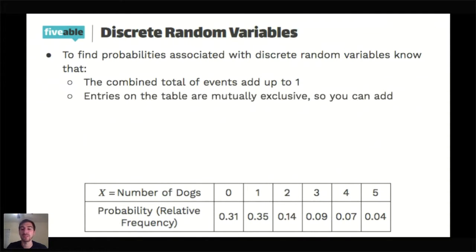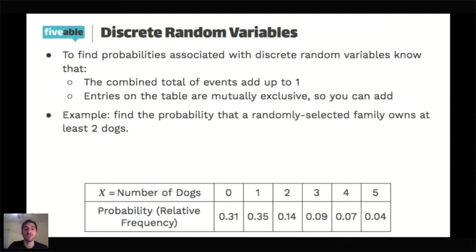And since the events are mutually exclusive, you can always add things together. Like, you can't at the same time be a household that has 1 dog in your house and 3 dogs in your house. So there's no overlap between that 0.35 and the 0.09 on the table. Those are separate individuals or separate events.